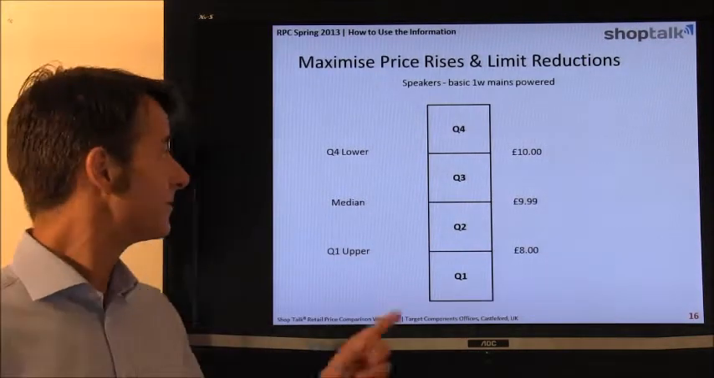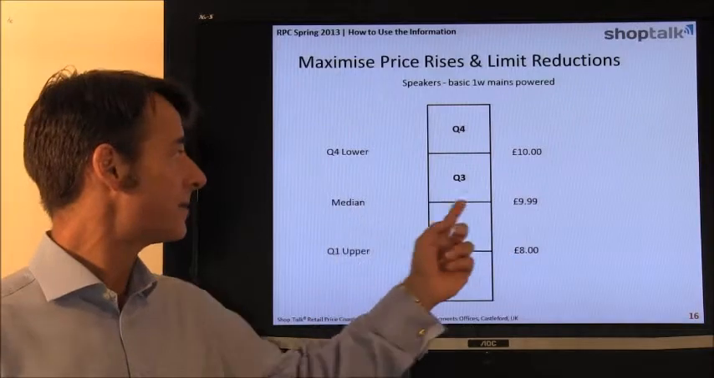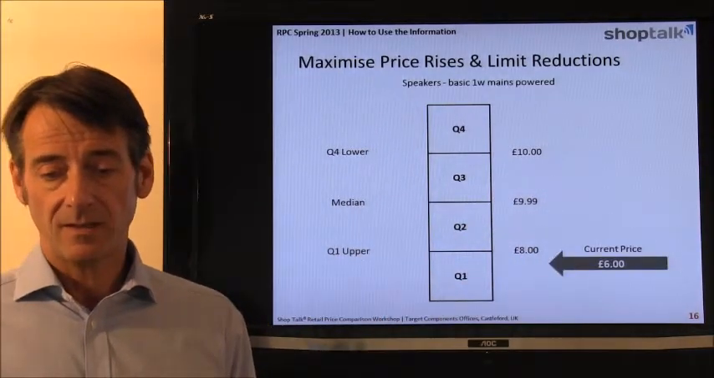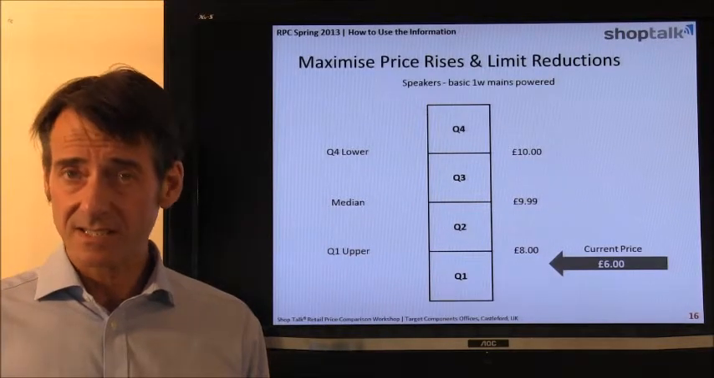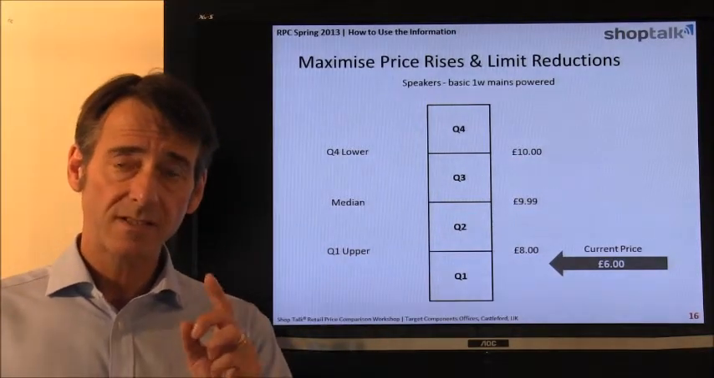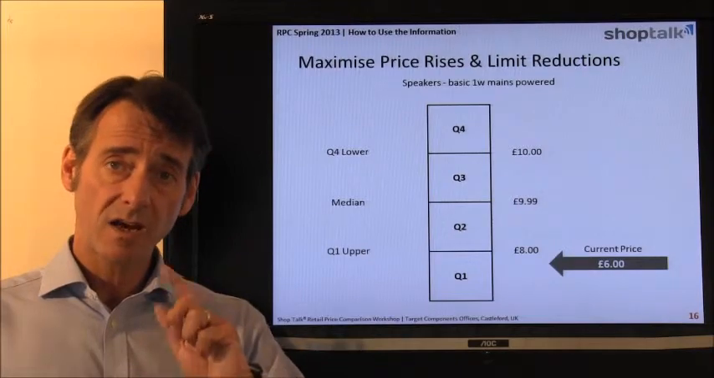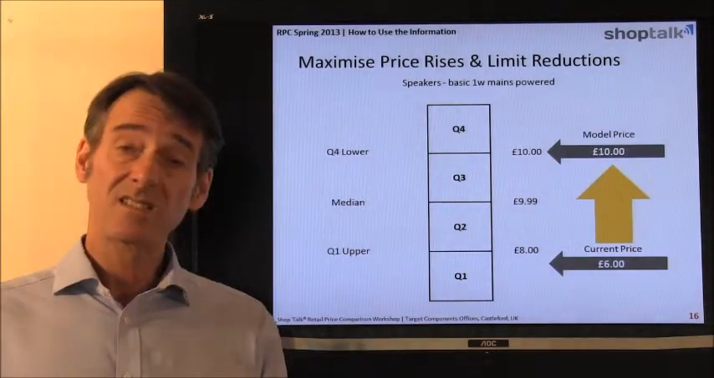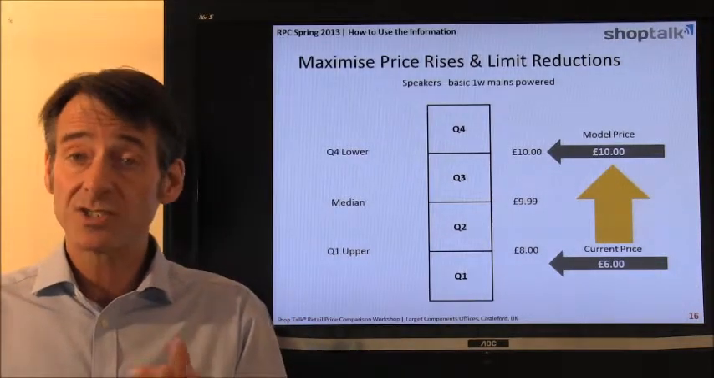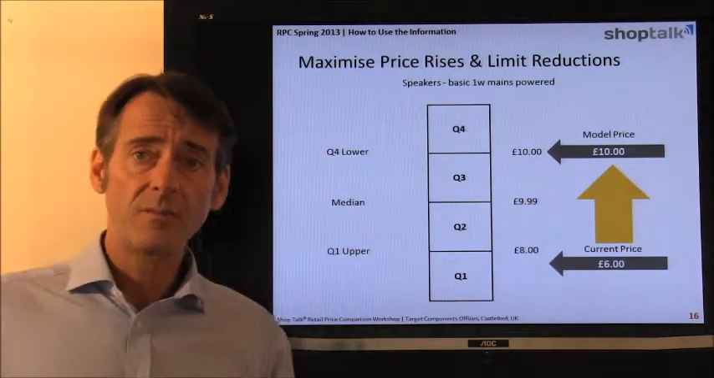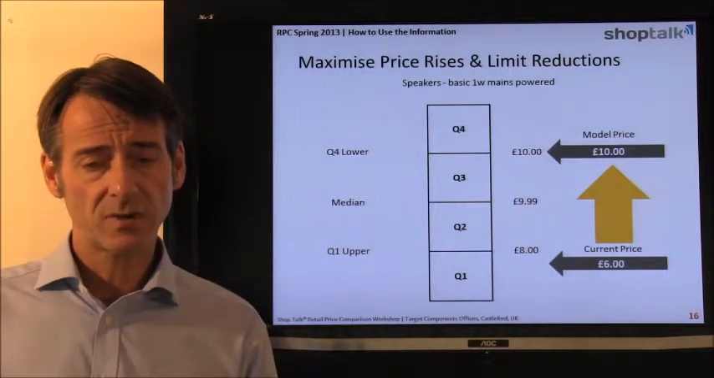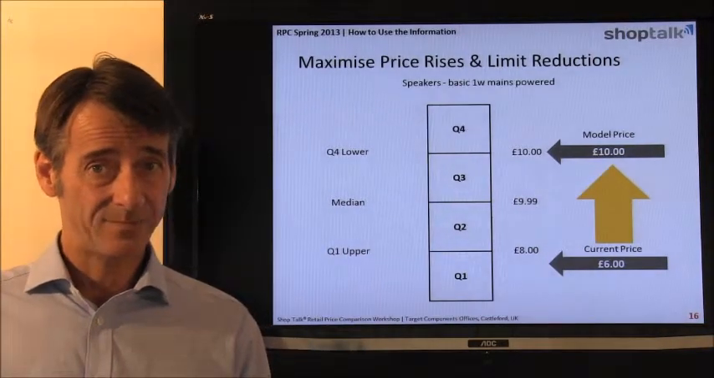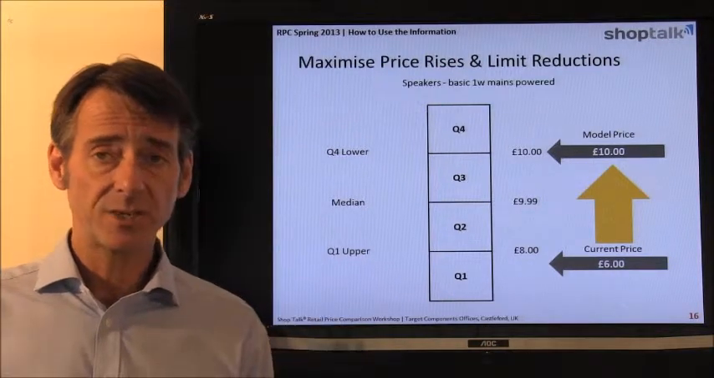And those are the values. Our Q4 lower is at £10, our median is at £9.99, and our Q1 upper is at 8. Now, I'm priced currently at 6, and the price that corresponds to the quartile giving highest satisfaction would be the Q4 lower price. So the suggestion is that I would improve my sales satisfaction with this product if I were to raise its price from £6 to 10. Now, suspend judgment.